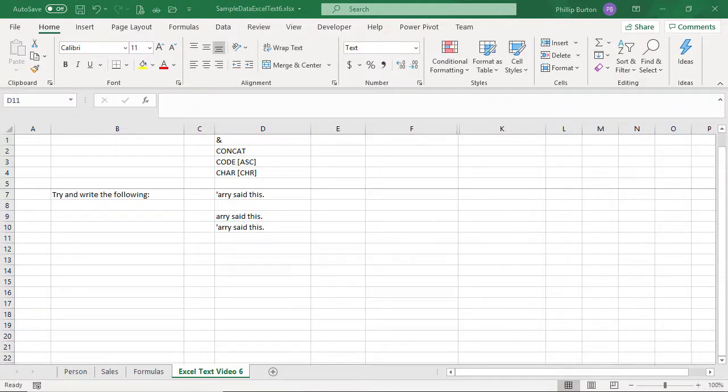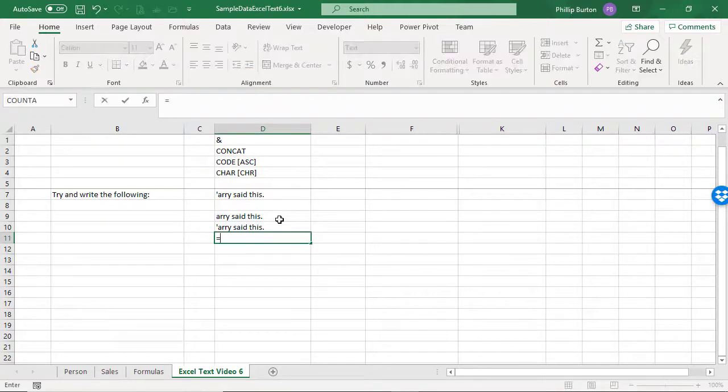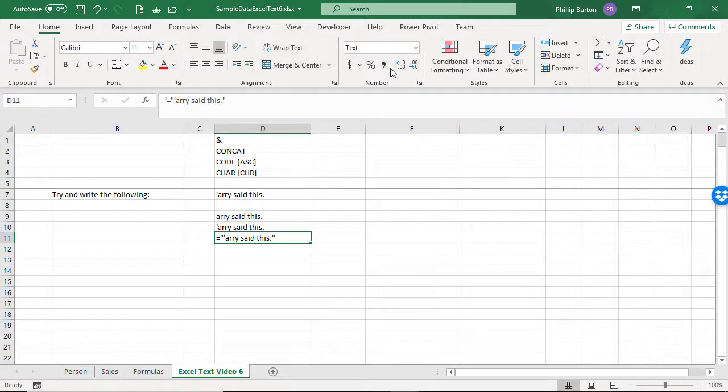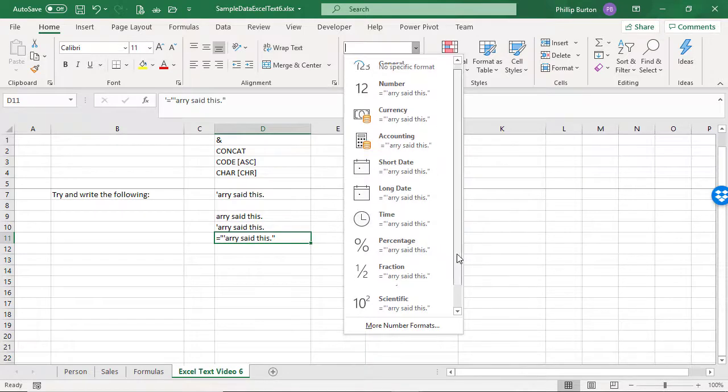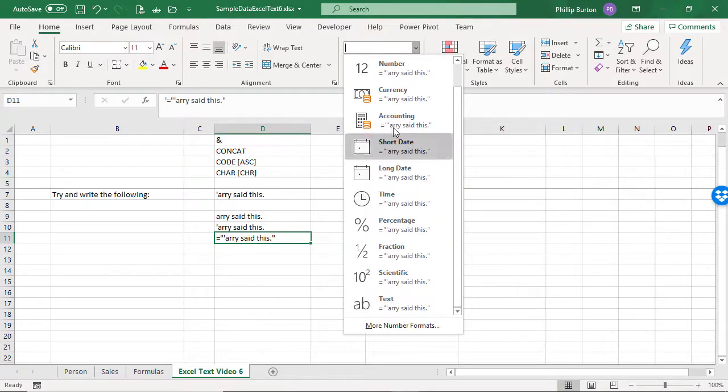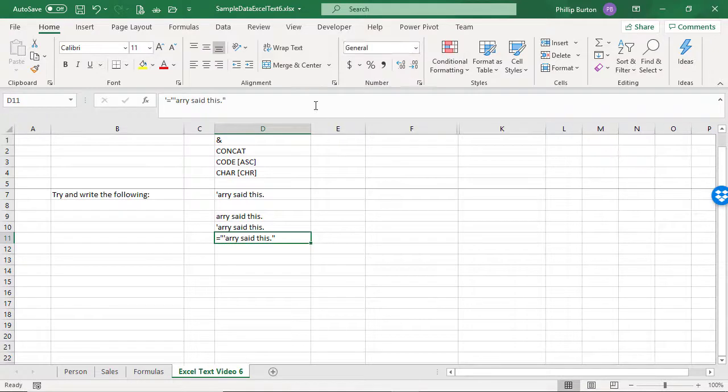Now another way of entering this is by using a formula. So for instance, equals, quotation marks, and then anything you put in will be text. So 'Arry said this. Now make sure when you're entering a formula, make sure it is not formatted as text, otherwise it will literally be shown as a formula. So let's change this to General and press enter. Oh, we've also got a little quote mark at the beginning. Again, that shows it is text. So there we are. 'Arry said this.